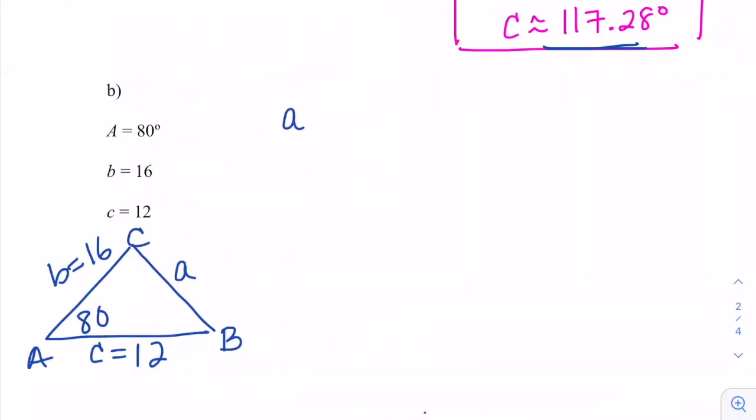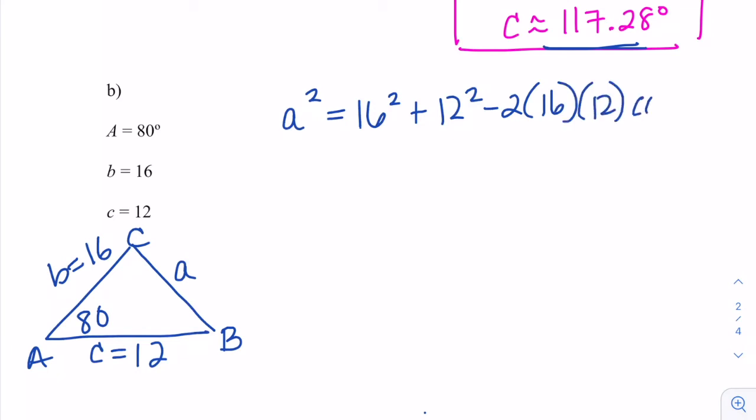So again, we know that A is where we need to start. So that's going to be a squared equals b squared plus c squared, which is 12 squared, minus 2bc times cosine of A. So we can figure that out pretty quickly. And so take the square root and it'll be approximately 18.26.